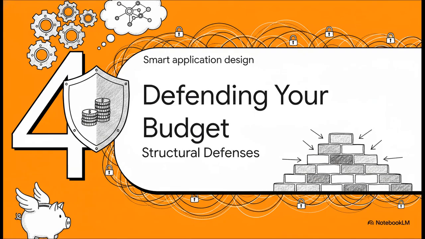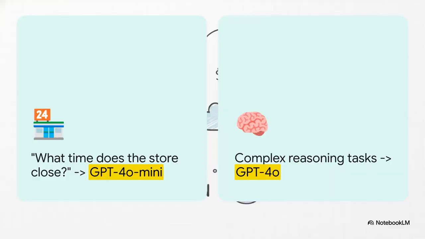Okay, Section 4, Defending your budget through smart application design. Moving beyond just caching, we have behavioral defenses, like model routing. Honestly, you absolutely do not need a $10 per million token model to tell a user what time the store closes. A 60-cent mini model, or something like Claude Haiku, handles that perfectly. By setting up a router to send the easy questions to the cheap models and saving the heavy hitters for complex reasoning, you can easily save 40 to 70% on your model costs.